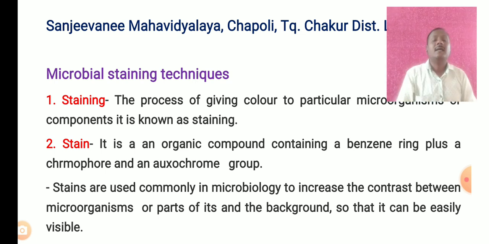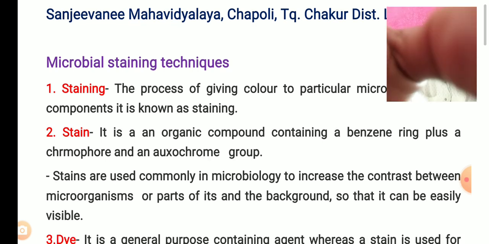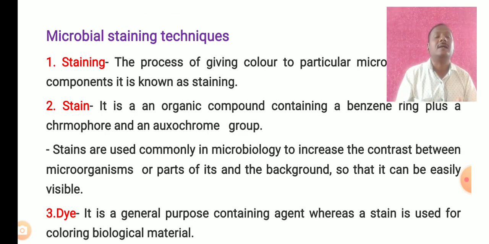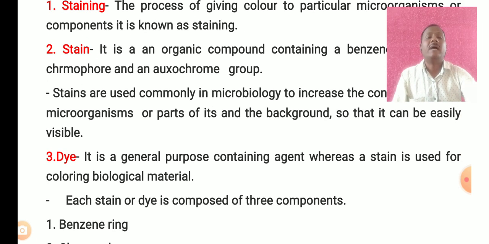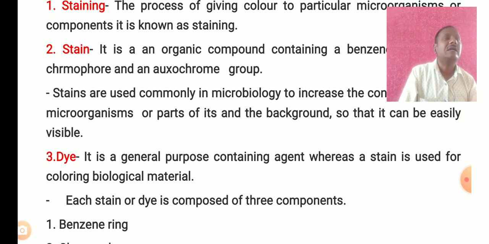So what is meant by stain? Stain is an organic biological compound containing a benzene ring and also chromophore and auxochrome groups. Stains are used commonly in microbiology to increase the contrast between the microorganism, or its parts, and its background, due to which they can be easily visible under the microscope. So what is meant by dye? Dye is a chemical colorizing agent, or a general colorizing agent. It cannot be used for biological purposes.